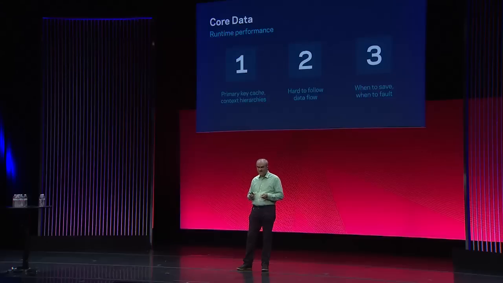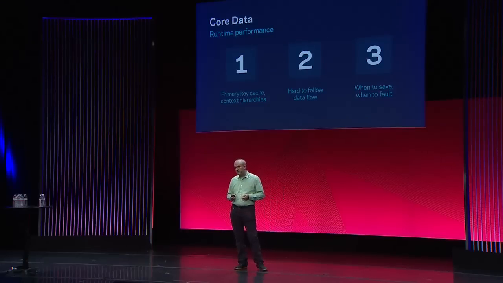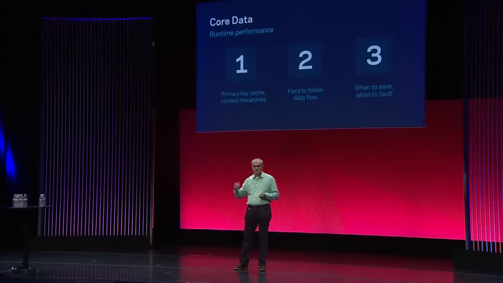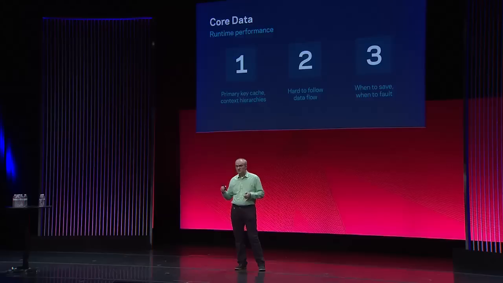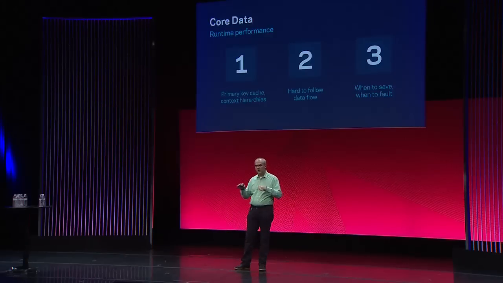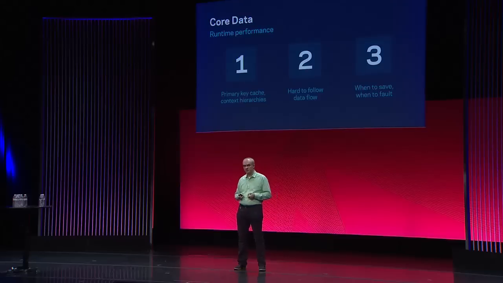What happened during runtime? We had problems there as well. Core Data uses NSManagedObjectID to uniquely identify objects. But for us, that ID is not so useful because to our servers, it is meaningless. We have keys that are identifying objects in our data graph. So we came up with some layers on top of it where we would map one key to another in order to improve performance.